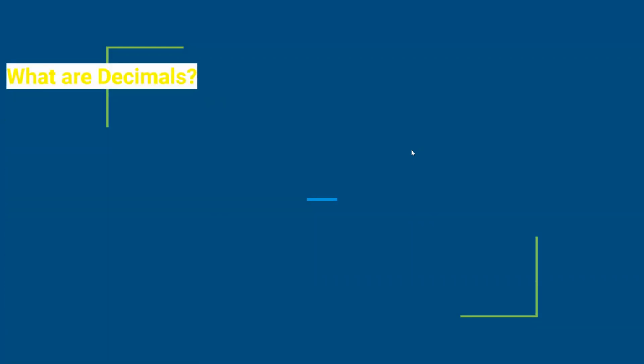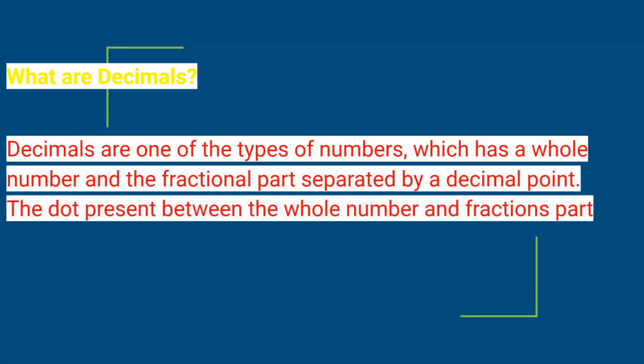What are decimals? Students, decimals are one of the types of numbers which has a whole number and a fraction part separated by a decimal point. The dot present between the whole number and the fraction part is called the decimal point. Again, what is a decimal? The whole number and the fraction part separated by the dot. That is called the decimal number.